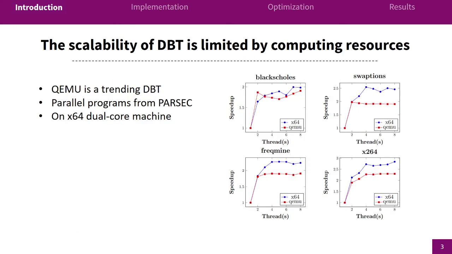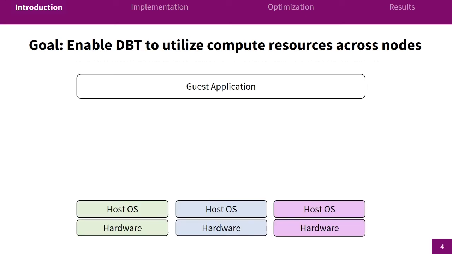However, the scalability of DBT is limited by computing resources inside one node. We did a pretty simple experiment using the prevailing DBT QEMU, running parallel programs from the PARSEC benchmark suite on an x64 dual-core machine. Ideally, the speedup goes up with the increment of threads. However, it saturates at around 2 because it is running out of computation resources. So our goal is to enable DBT to utilize compute resources across nodes.